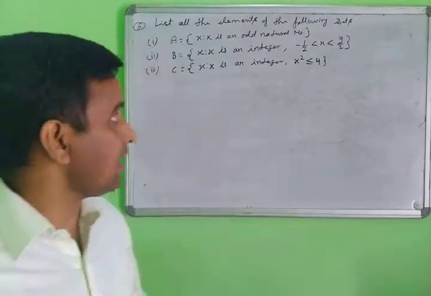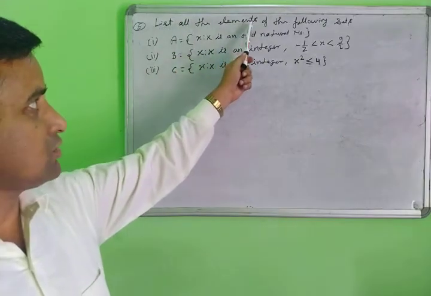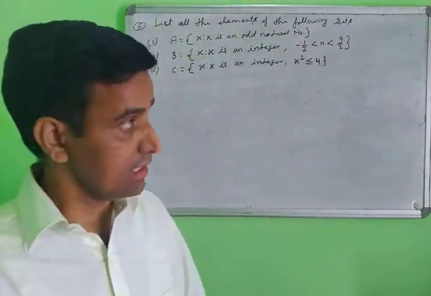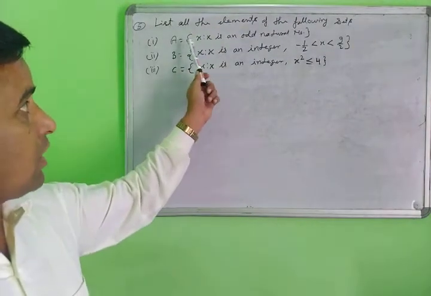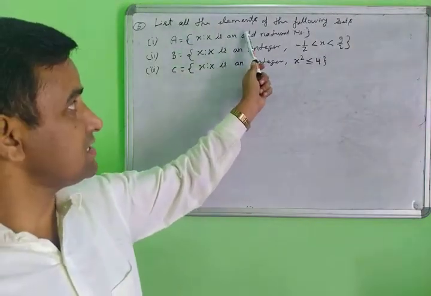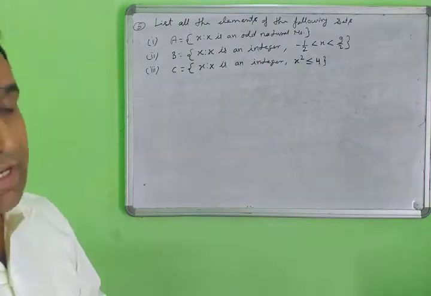Next question, I am taking question number 5. List all the elements of the following sets. Here some sets are given and you have to find out how many elements are in these sets. First set, second set and third set. So these are different type of questions.